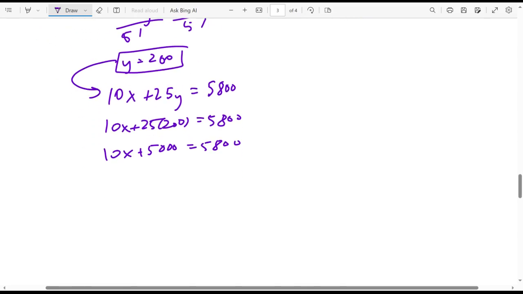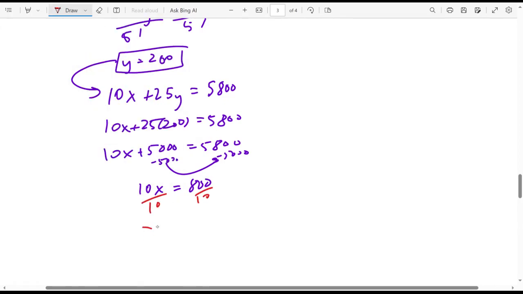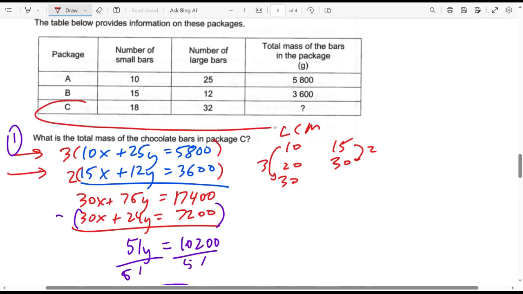Combine like terms at this point, we're just solving now. So I would be subtracting 5,000 from both sides. So 10x is equal to 800. Now I can finish off by dividing by 10, divide by 10. X is equal to 80. So what did I need those for? I needed those so then I could plug it into this one.